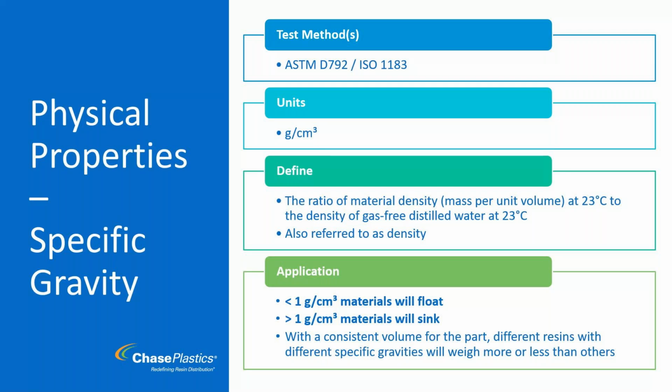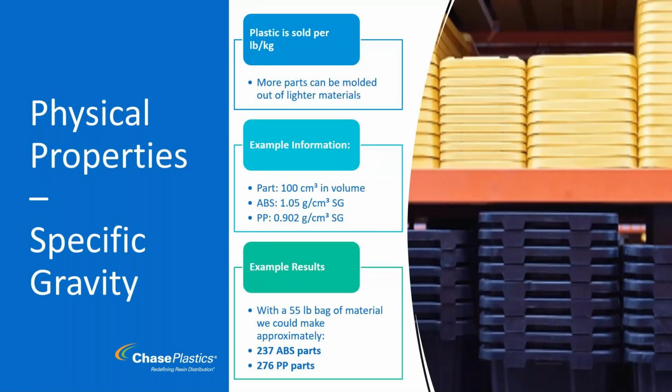And I have an example of why that might be important as well. Because we sell plastic per pound or kg, when you have materials that are lighter, you can make more parts out of the material that you buy. So an example of that would be if we know that our part is 100 centimeters cubed, just an example, we're making it up, and we know the specific gravity of an ABS is about 1.05. The specific gravity of the propylene for this example is 0.902. So if I took a 55-pound bag of material that I buy, I can make approximately 237 ABS parts, but I can make 276 propylene parts.